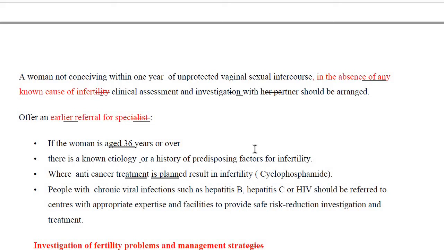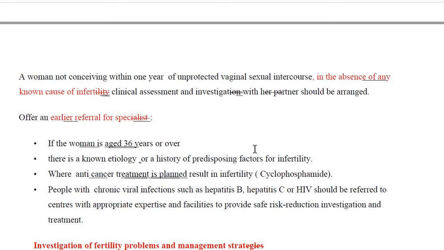If a woman is not conceiving within 1 year of unprotected vaginal intercourse, in the absence of any known cause of infertility, clinical assessment and investigations with her partner should be arranged. We should offer an earlier referral to a specialist if the woman is aged 36 years or over, or there is a known etiology or a history of predisposing factors for infertility.